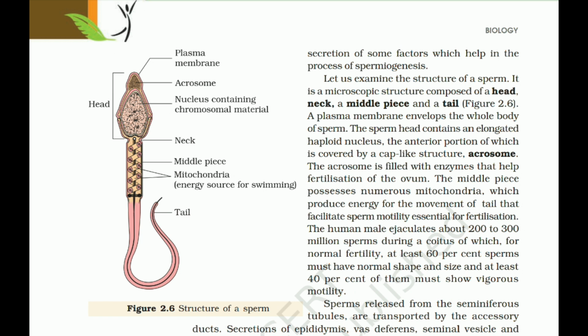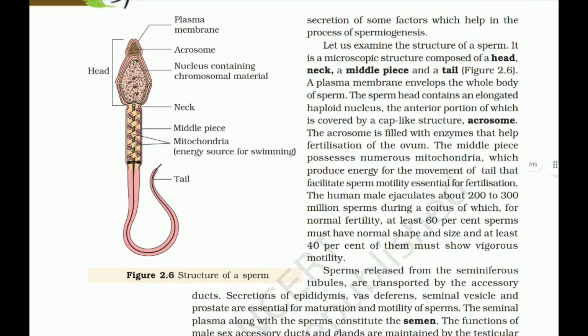The middle piece possesses numerous mitochondria which produce energy for the movement of the tail that facilitates sperm motility, essential for fertilization. The human male ejaculates about 200 to 300 million sperms during coitus, of which for normal fertility, at least 60% of sperms must have normal shape and size, and at least 40% of them must show vigorous motility.